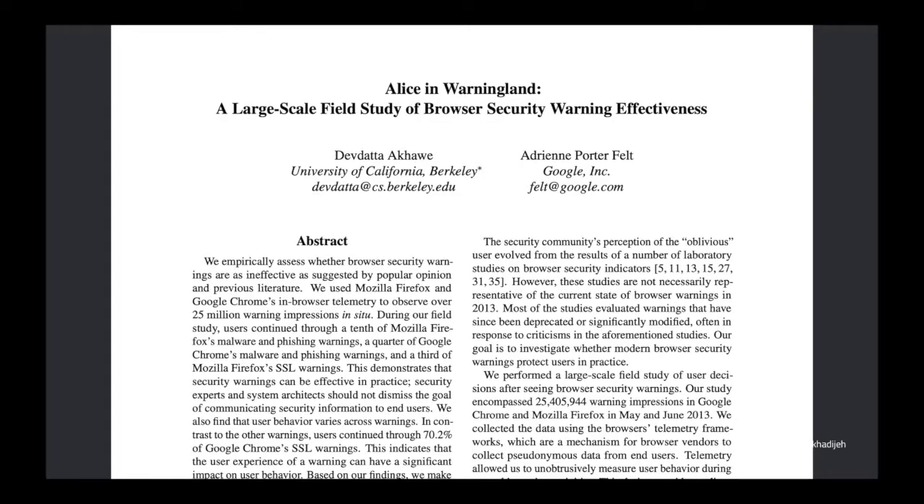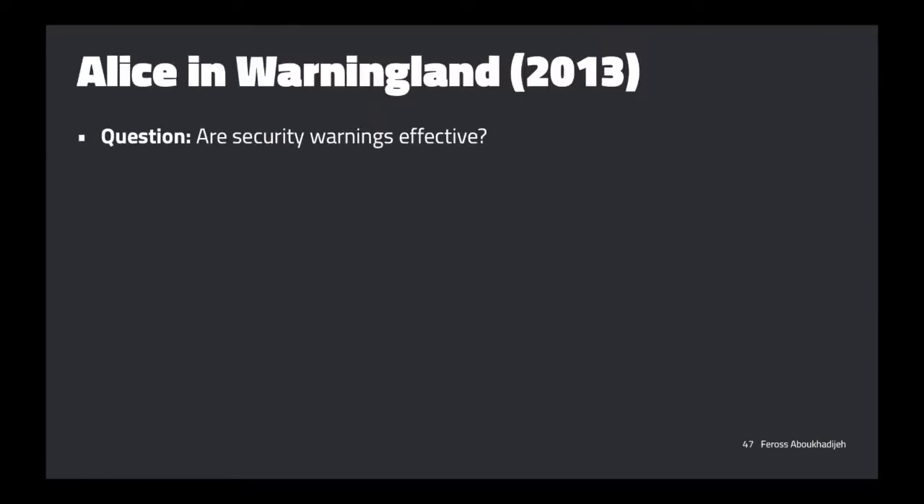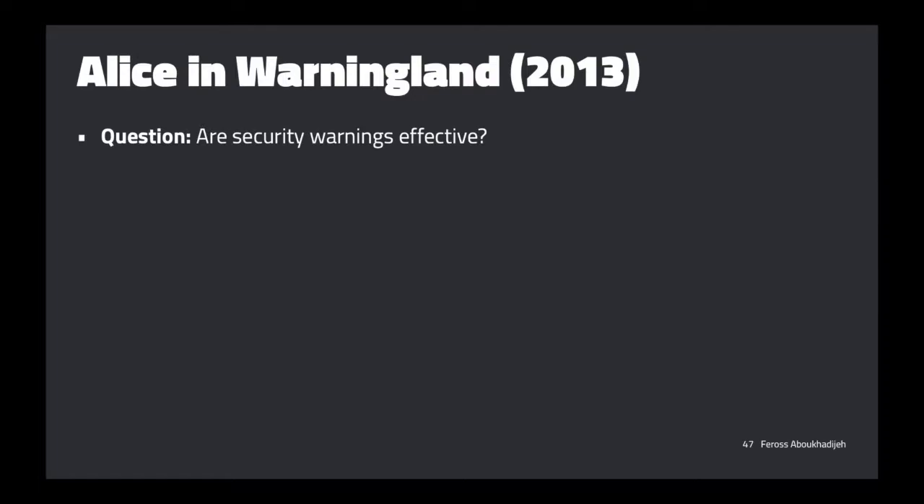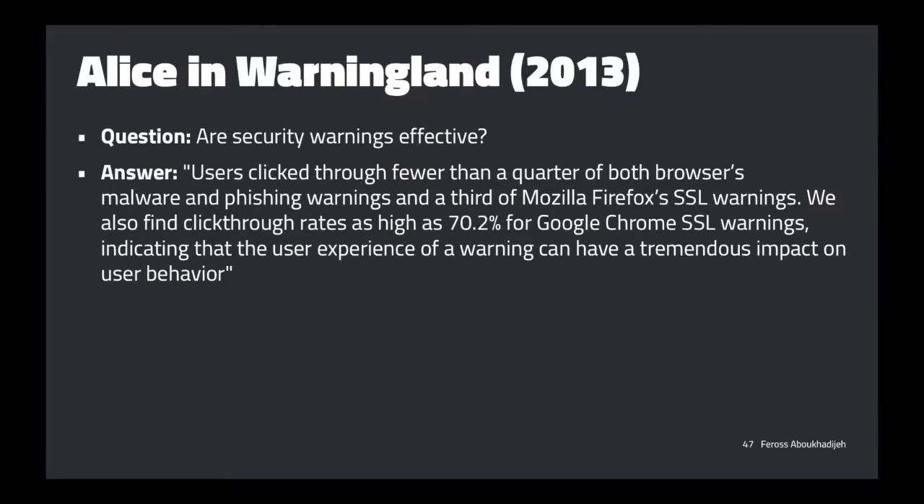So I'm going to mention a few of them, but OK, I guess I already answered this question. Basically, you might think that these warnings are ineffective, but it turns out that users click through fewer than a quarter of the malware and phishing warnings in Chrome and a third of Firefox SSL warnings. So that's a bunch of users who aren't going to this potentially dangerous site that the browser is warning them about. And in particular, the Chrome SSL warnings used to be really bad, and 70% of users would click through those, which is a very high number.